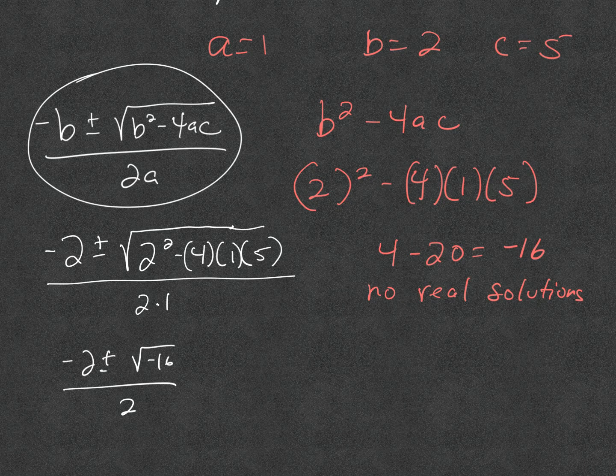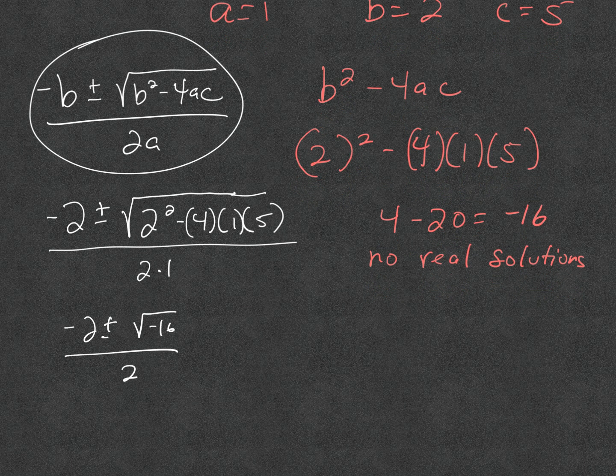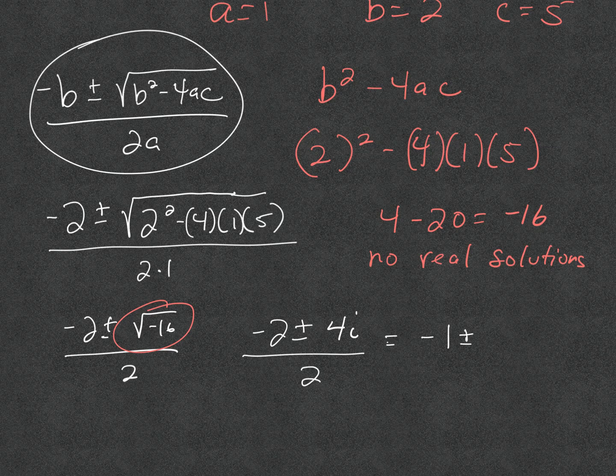Well, there's no square root of negative 16 unless you're doing imaginary numbers. And if you are doing imaginary numbers, what are you going to get? You're going to get negative 2 plus or minus 4i. Okay, and if you don't know how to do that, I'll do a video on that. 4i divided by 2. The 2's cancel. You get negative 1. 2 goes into 2 and 2 goes into 4. Negative 1 plus or minus 2i. Okay, negative 1 plus 2i and negative 1 minus 2i.